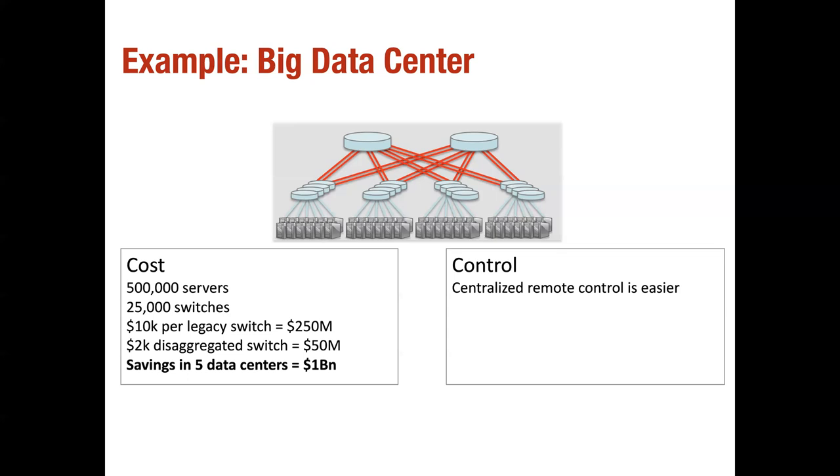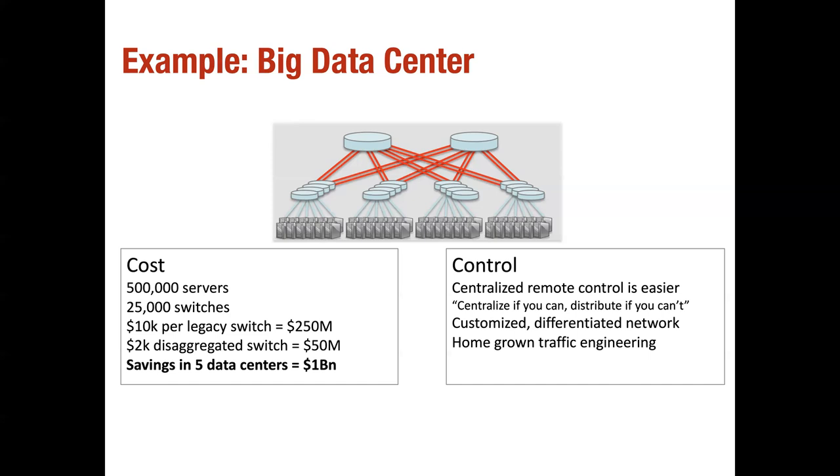So in general, the rule of thumb was that if you can, you should centralize. You should only go with the distributed solutions if you cannot centralize the problem, right? So it was kind of a no-brainer. If you have the centralized control, then you can provide some customized network connections. You can differentiate the connections from each other, and you can develop your own homegrown traffic engineering solution.